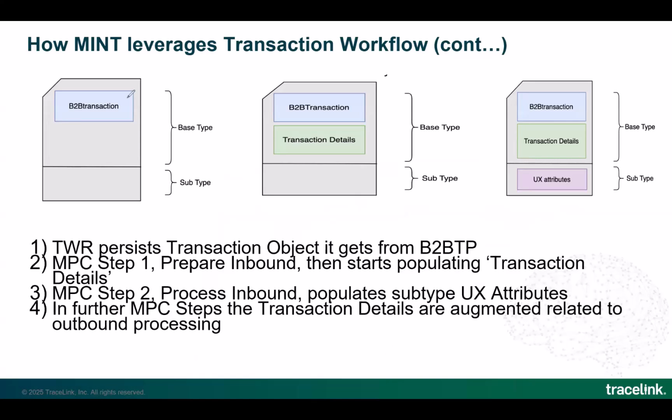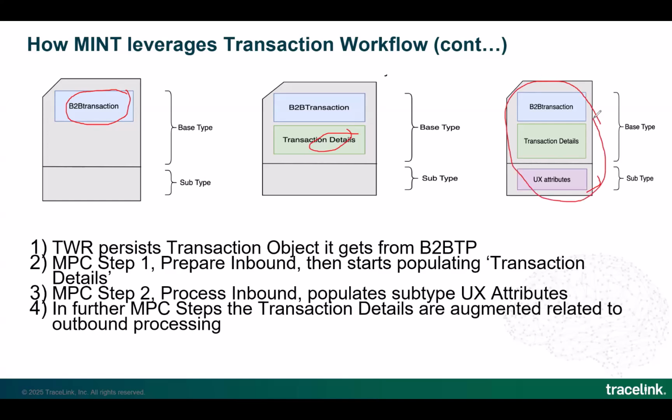So the object starts with the B2B detail. First of all, B2B, or Mint, creates an object or base information based on a particular B2B transaction. Then, when you start the prepare inbound stage, transaction detail gets added into the base type. And then in the process inbound stage, all the other subtype attributes also get populated. So this is the whole object that you get, right?